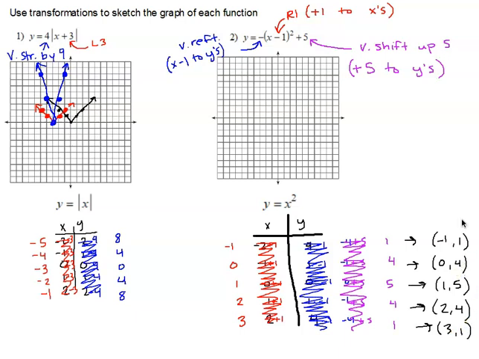And I plot these 5 ordered pairs. My first point is negative 1, 1. Then I have 0, 4, 1, 5, 2, 4, and 3, 1. What I have here is a parabola that has been reflected. It's facing down. It's been moved left 1 and up 5.